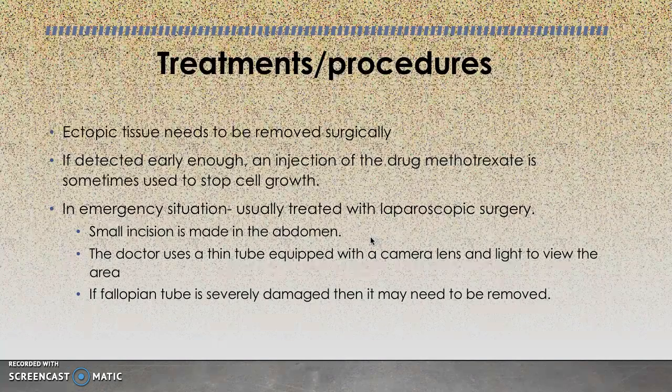Ectopic tissue needs to be removed surgically. If detected early enough, an injection of the drug methotrexate is sometimes used to stop cell growth. Emergency situation, like I said, usually treated with laparoscopic surgery, which is a small incision made in the abdomen. Like I said before, the doctor uses a thin tube equipped with a camera lens and light to view the area. If the fallopian tube is severely damaged, then it may need to be removed.